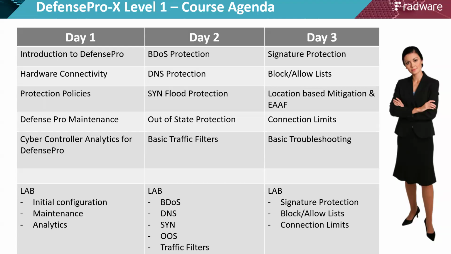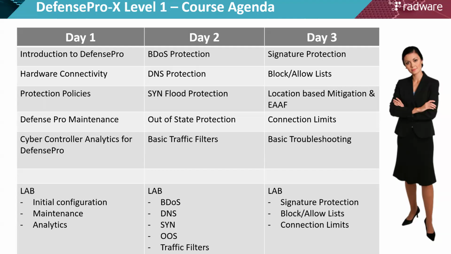Next, we have out of state protection and basic traffic filters. Out of state protection, I'll just give a brief idea. It is if a server is receiving the first packet and the first packet is not a SYN packet, then it is known as out of state packets. Okay. So how to protect against those packets is covered under out of state protection. Then we have basic traffic filters, which will also be covered on day two. So here we can have some granularity. We can basically classify the incoming traffic, and based on that classification we can take decisions whether to drop the traffic or whether to bypass the traffic. So that is your basic traffic filters. Okay.